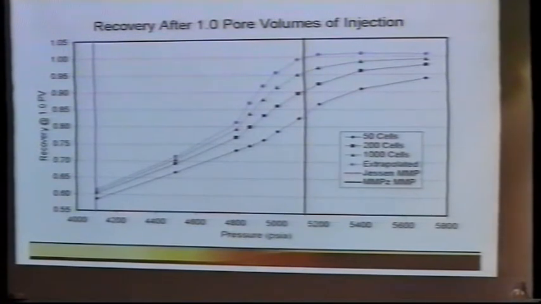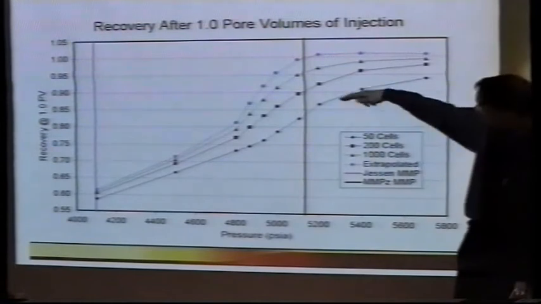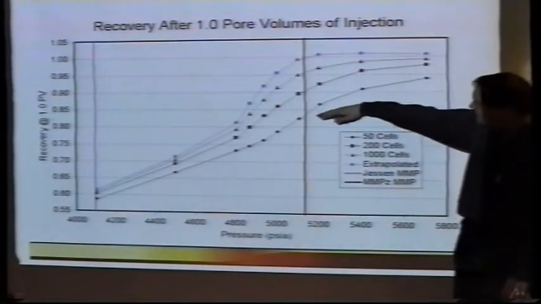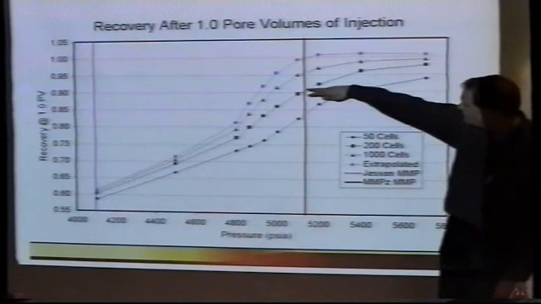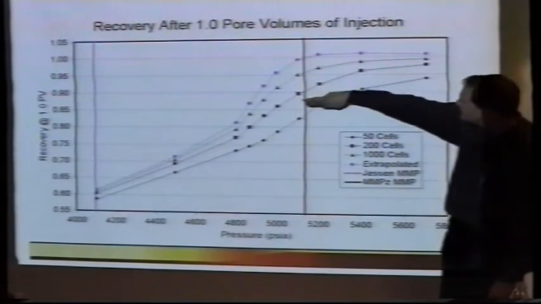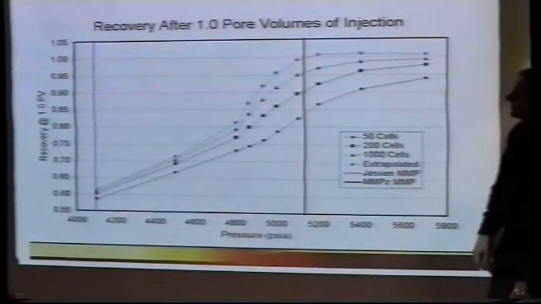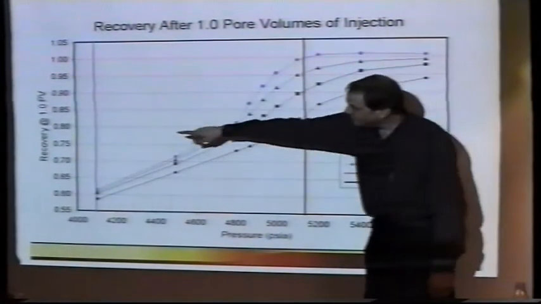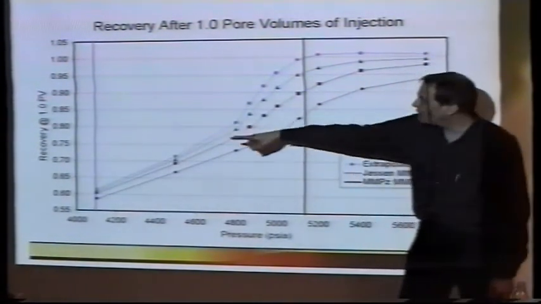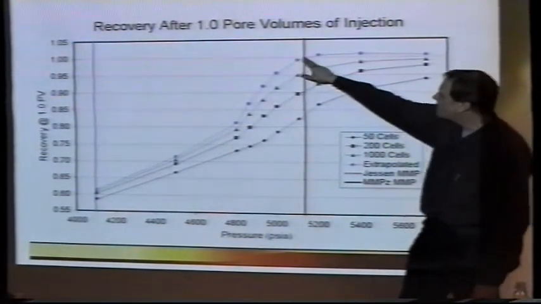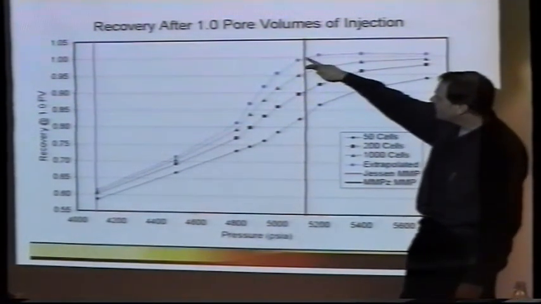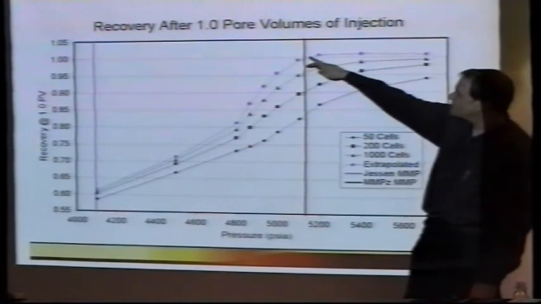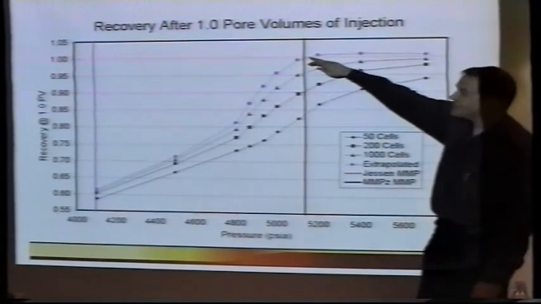This shows you what happens with the slim tube simulations to get that one simulated slim tube point. So I simulated with, at least I've shown here, 50 cells, 200 cells, and 1,000 cells, and then extrapolated to an infinite number of cells. And here I'm doing it to a recovery of 1 pore volume. So the extrapolated result, where it just hits 100%, that would be your slim tube predicted MMP.